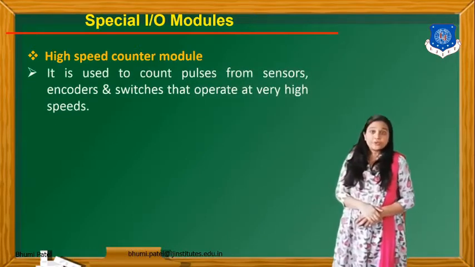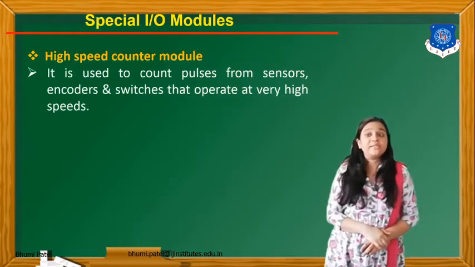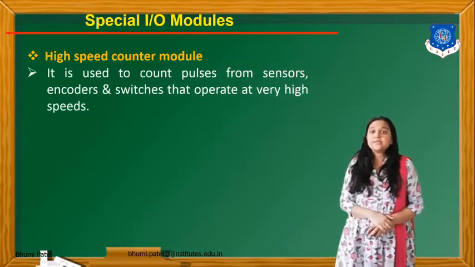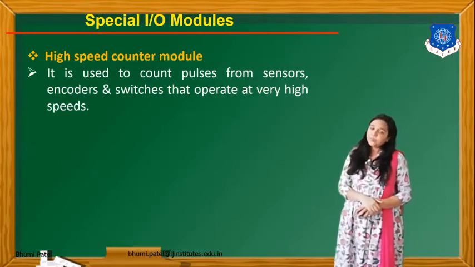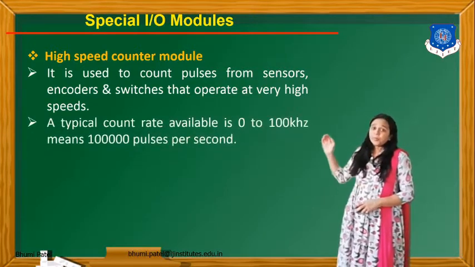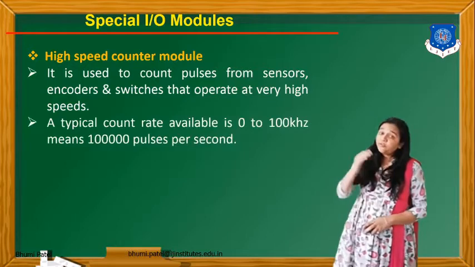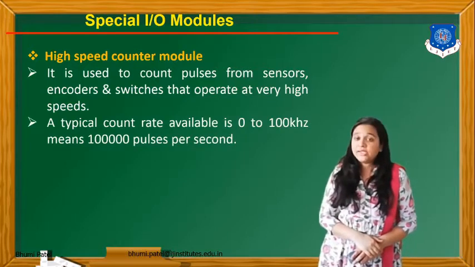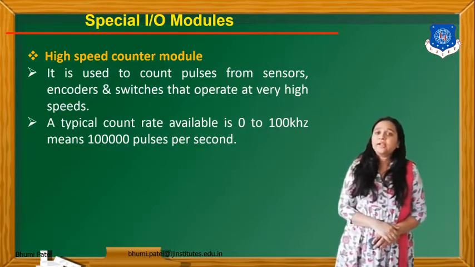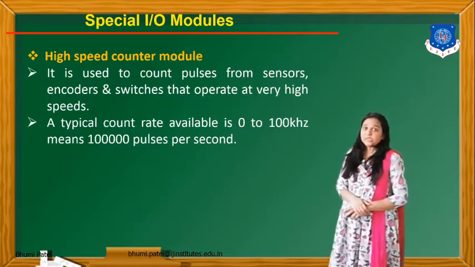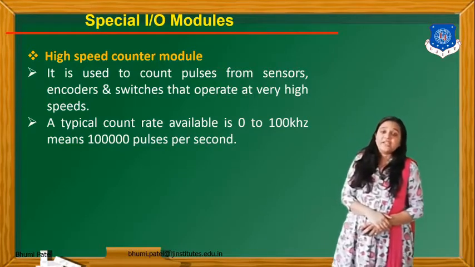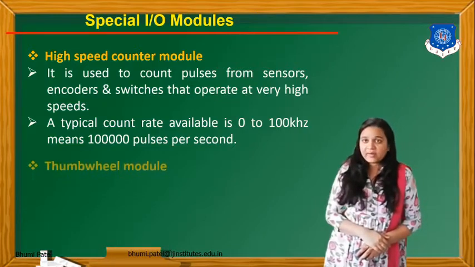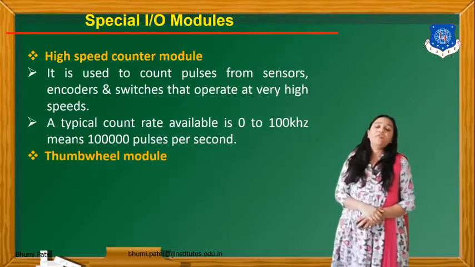It is used to count pulses from sensors, encoders and switches that operate at very high speed. Okay, so the typical count rate available for the high speed counter module is 0 to 100 kilohertz. That means 10 lakh pulses per second. So it is used for the special requirement. The next one is the thumb wheel module.